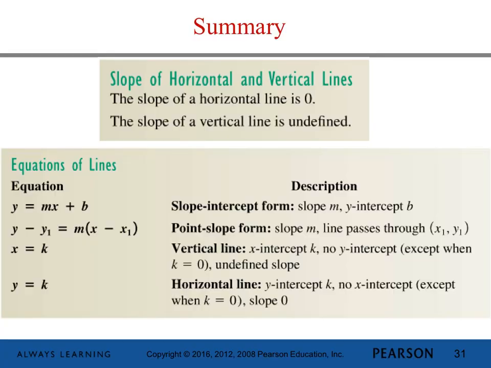So this is a summary of everything that we have up to this point. Slope of horizontal and vertical lines. The slope of a horizontal line is 0. The slope of a vertical line is undefined.